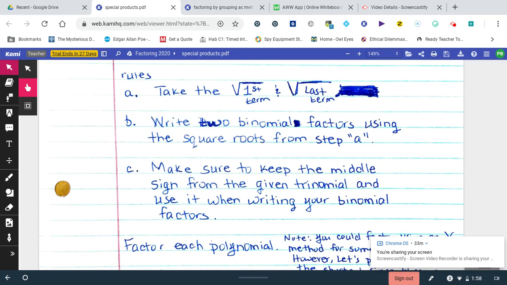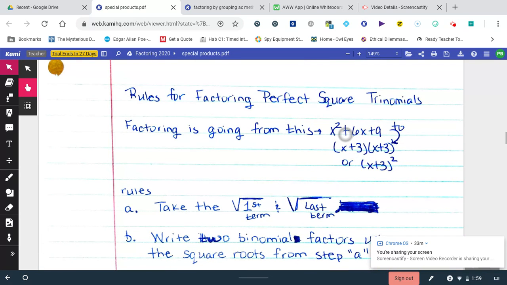Make sure to keep the middle sign, not middle term, but middle sign from the given trinomial and use it when writing your binomial factors. So for instance, up here, what was the middle sign? Oh, it was a plus. Okay. I see the middle sign was a plus. What was the middle sign when I wrote my factors? A plus. If this middle sign had been a minus, then this would have been a minus. So basically, the middle term matches up with what's in your binomial factor.